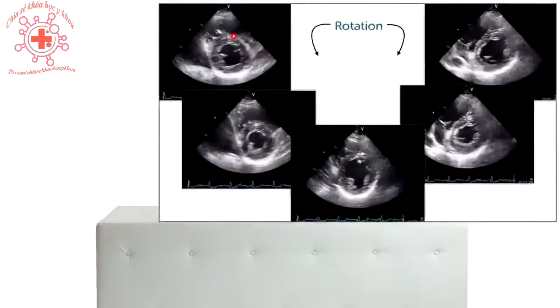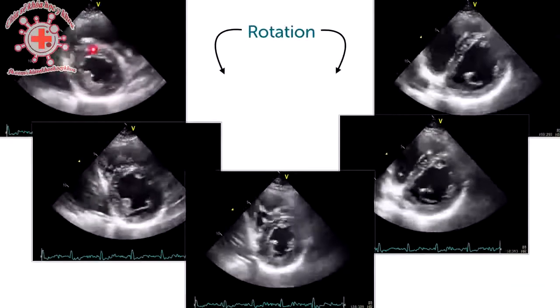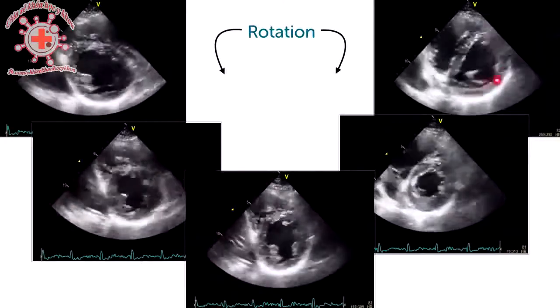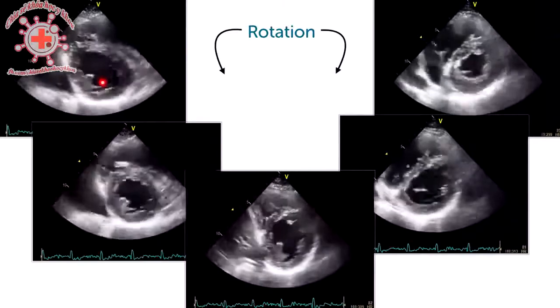Just as with other views, it's very important that you know how atypical or wrong views look and what maneuver you must do to get to the right view. So here is a series of images where I rotate from a position which is, I would say, over-rotated in the counterclockwise position to an over-rotation in the clockwise position. And you see what happens.